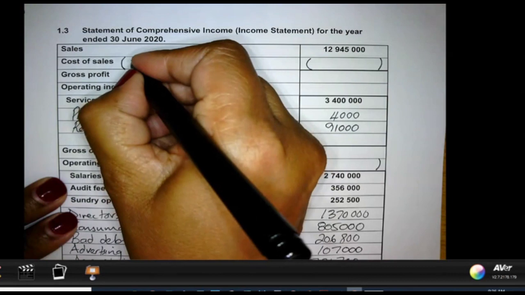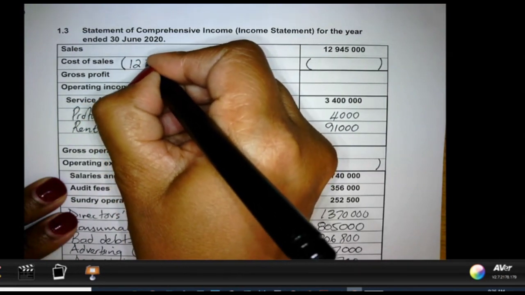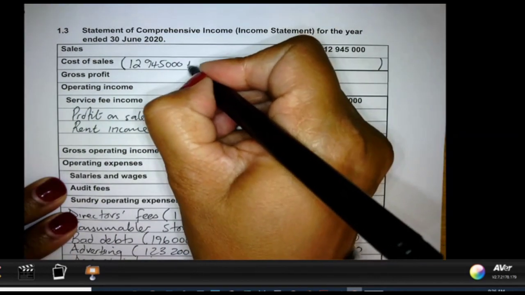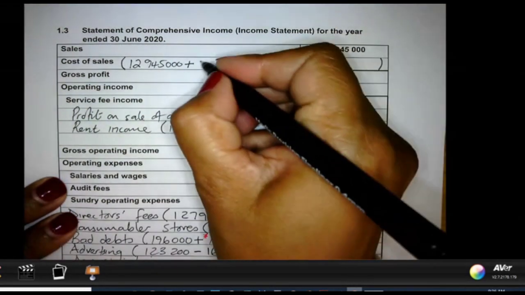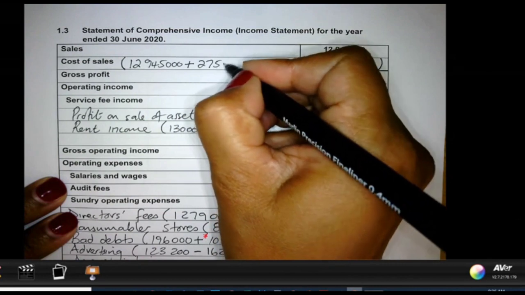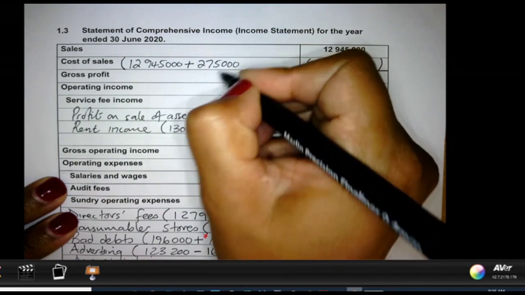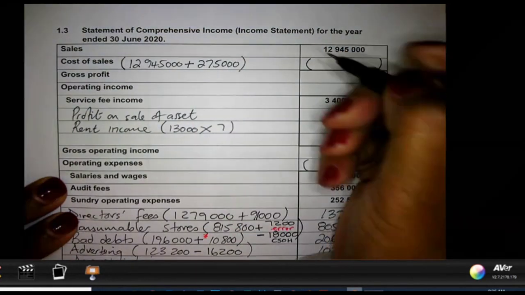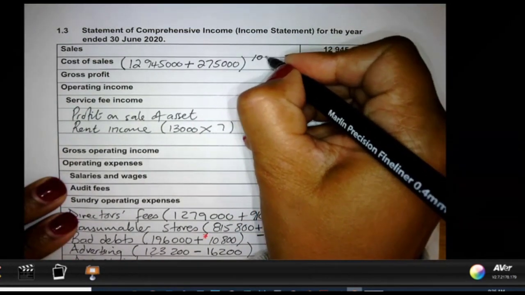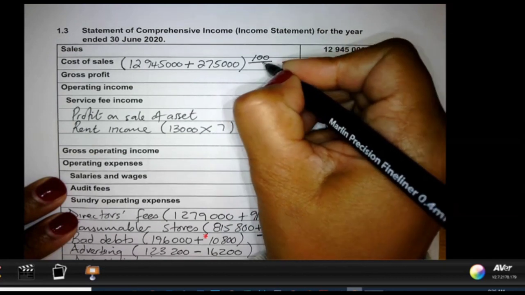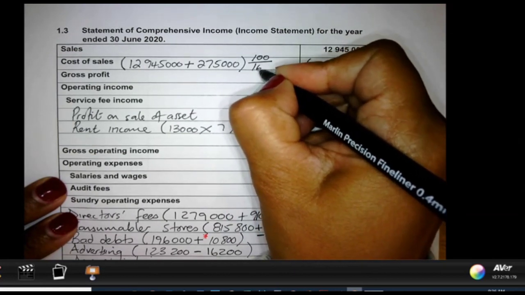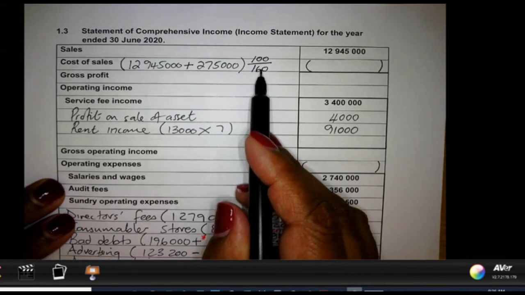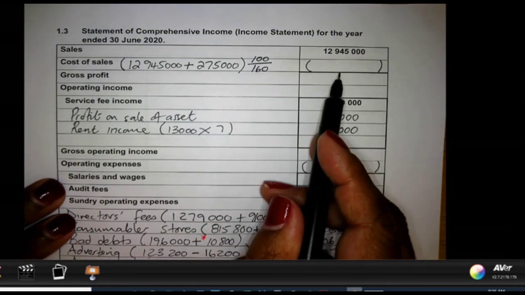I gave it. I take my sales and I plus back my trade discount. Because I'm saying, if I had not given the trade discount, what would my sales have been? Now I times that amount by 100 over 160. Because I gave them a 60% markup, or I made a 60% markup on my cost.